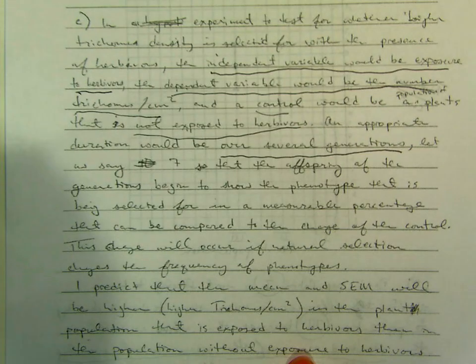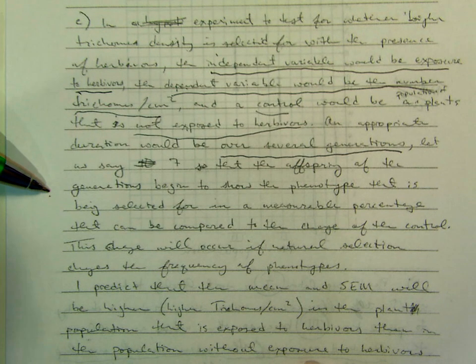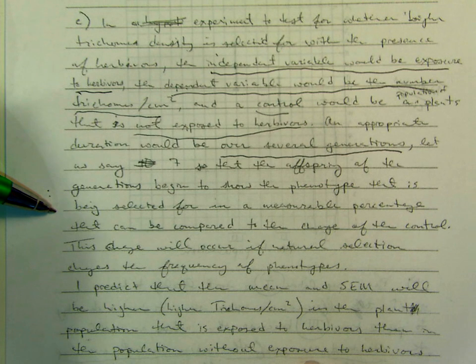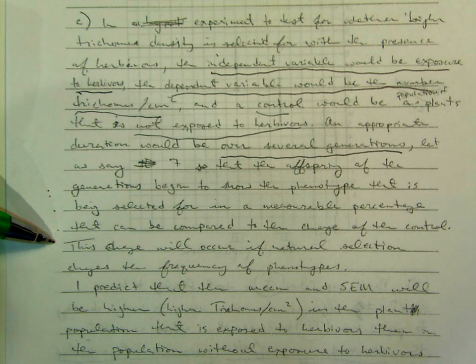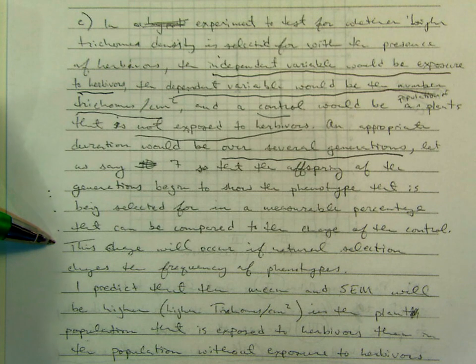The appropriate duration would be over several generations. So there's their 4th point. Let's say 7, which it didn't have to be 7, just as long as it's more than 1, so that the offspring of the generations begin to show the phenotype that is being selected for in a measurable percentage test that can be compared to the change of the control. This change will occur if natural selection, I can't read that, the frequency of phenotypes.